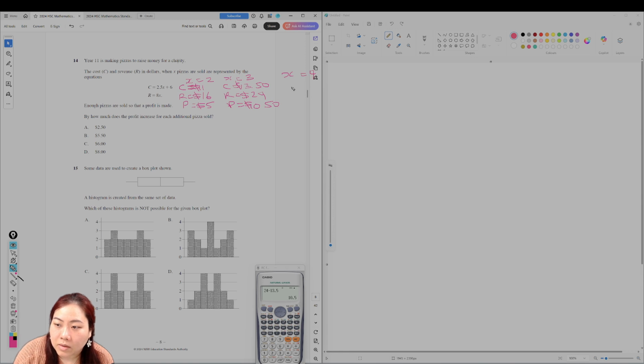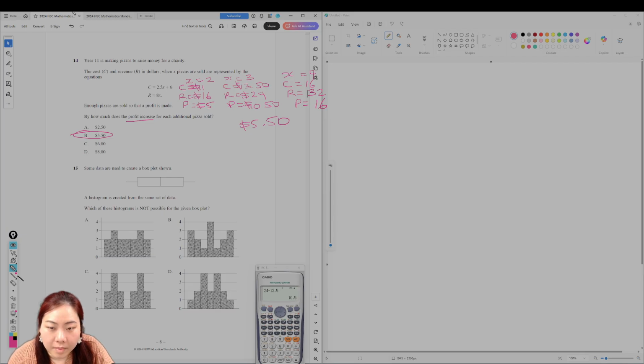We'll do one more just to make sure we got it right. 4 pizzas are sold. It will cost $16. We'll make $32. Profit will be $16. That means the profit is increasing at $5.50 for each pizza. How much does the profit increase? For each additional pizza sold, it increases by $5.50.